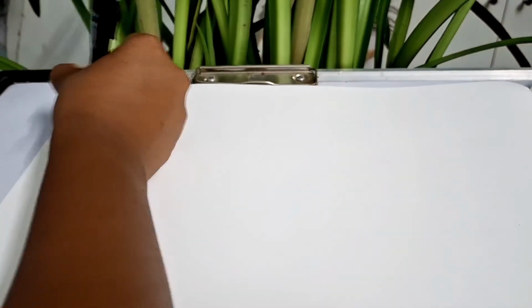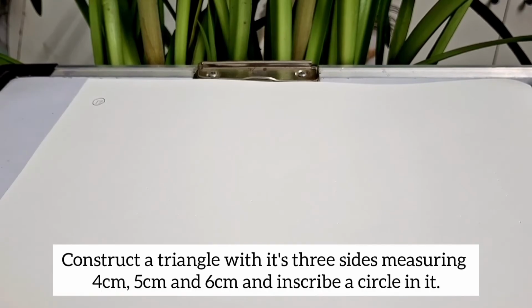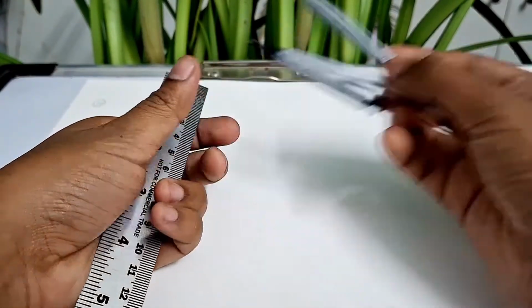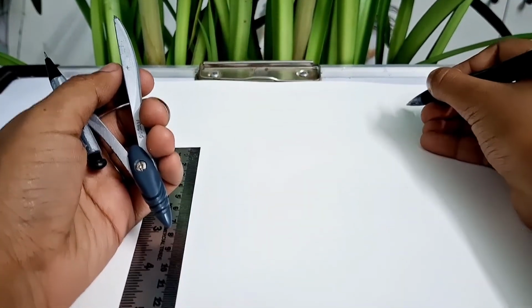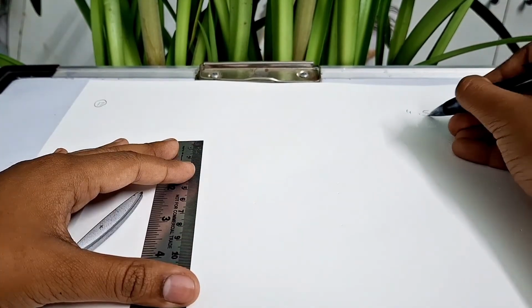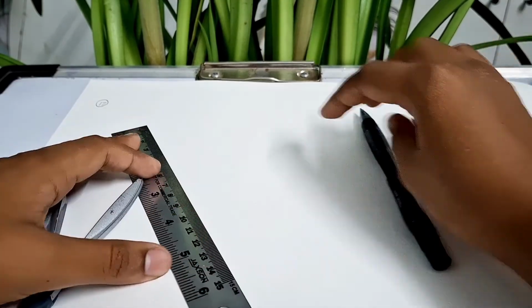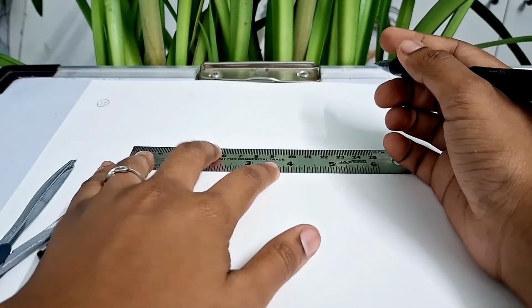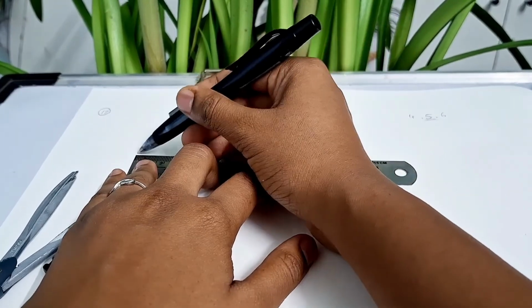Now we are moving forward to the fifth and the last heading, which is inscribing circles. Moving to question number 17. Construct a triangle with its three sides measuring 4 cm, 5 cm and 6 cm and inscribe a circle in it. As we have learned in construction number 11, this is a scalene triangle and the given measurements are 4, 5 and 6. So I am taking the central number as the base of the triangle. First I will draw a line segment of 5 cm.